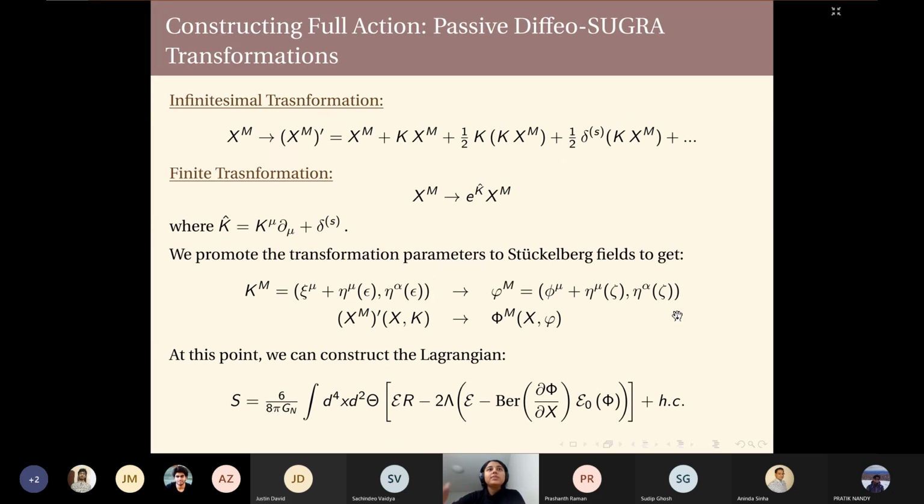And so this was all active transformations, and now I will talk about passive, in which we transform the coordinates.